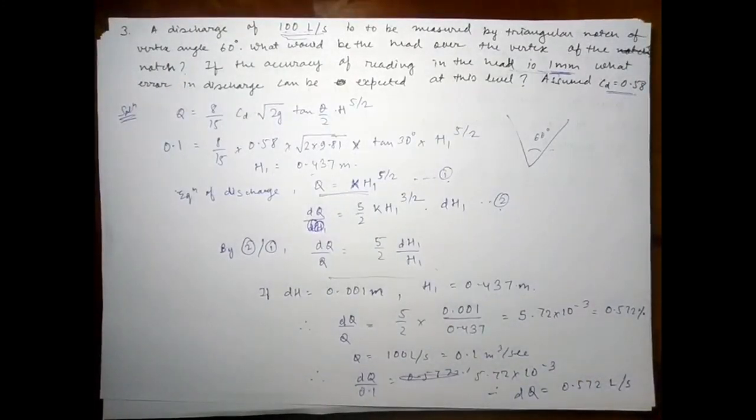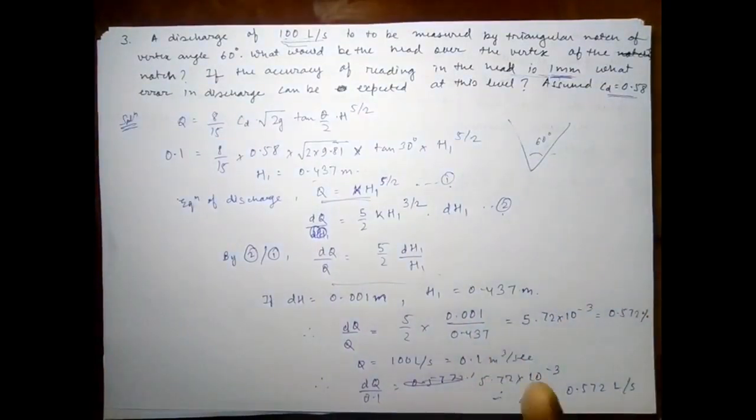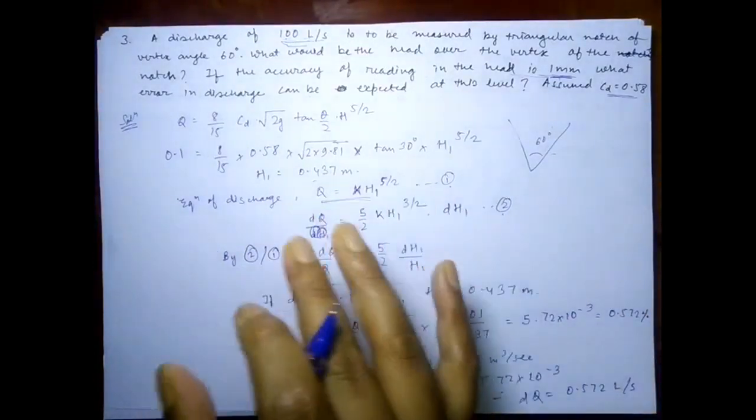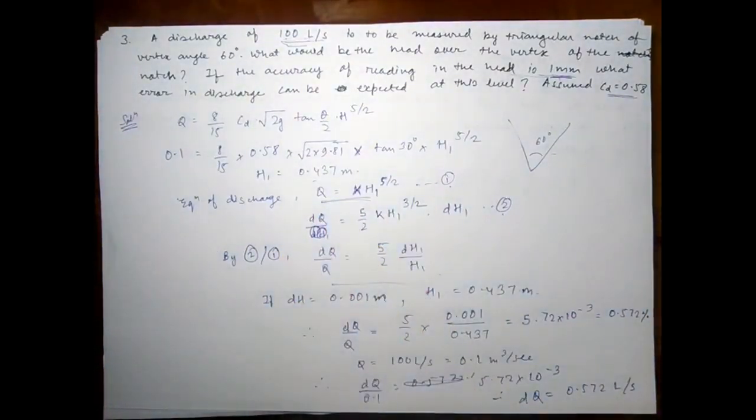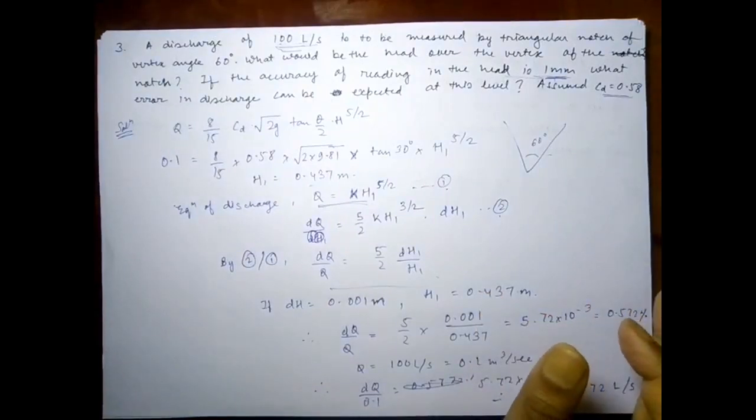So that was all about the notches and weirs. You can also check some examples related to the trapezoidal and stepped parts. These examples are very simple and will be totally based upon the formulas which we have derived in the theoretical part.